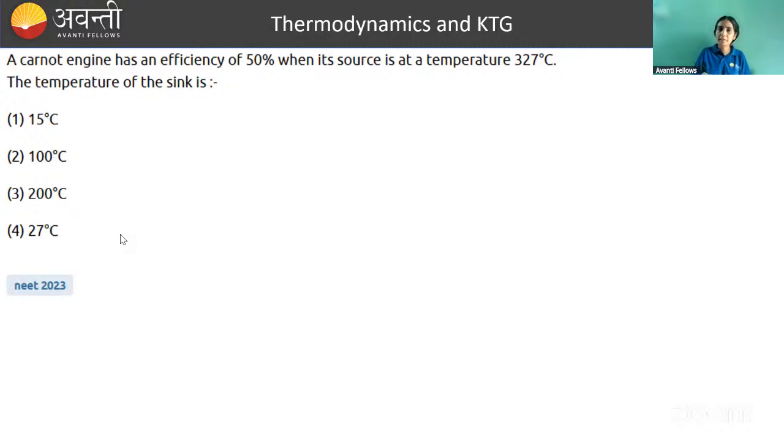What is the formula of efficiency in terms of temperature? It is 1 minus T2 by T1. T2 is what? Lower temperature. T1 is what? Higher temperature. So T2 is temperature of sink. T1 is temperature of reservoir. ठीक है?